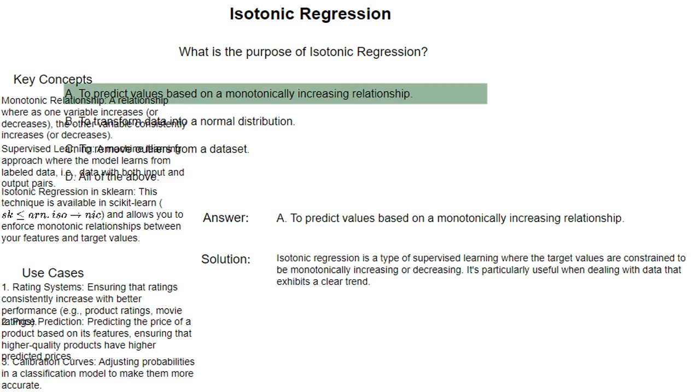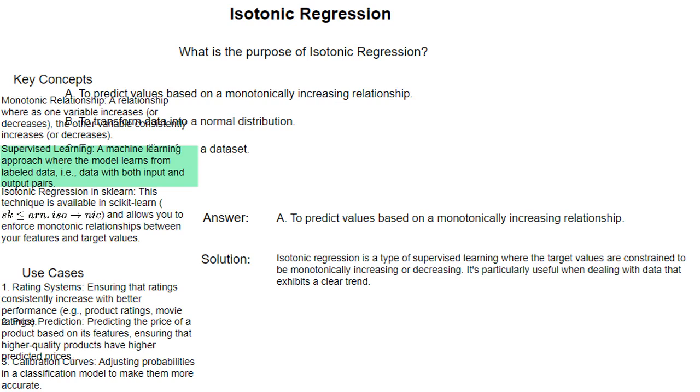To predict values based on a monotonically increasing relationship. A monotonic relationship is one where, as one variable increases or decreases, the other variable consistently increases or decreases. Consider a dataset where the input is the number of hours studied and the output is the exam score. If we observe that the exam score generally increases as the number of hours studied increases, this demonstrates a monotonic relationship. In other words, it's unlikely that studying more will lead to a lower score. This is a positive monotonic relationship.